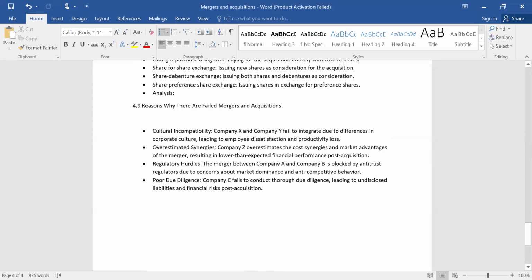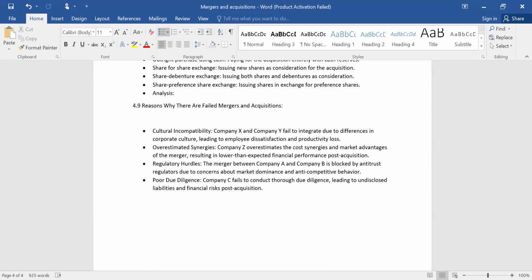So one of the reasons is cultural incompatibility. If you want to combine company X and Y, they fail to integrate due to differences in corporate culture, which leads to dissatisfaction of employees. And then another is overestimated synergy, or overvalued and over expectation. The target company or the acquired company have more expectation, but after acquiring, they find that the expectations they had, like taking market advantage, penetrating the market, reducing cost, are not how they expected.